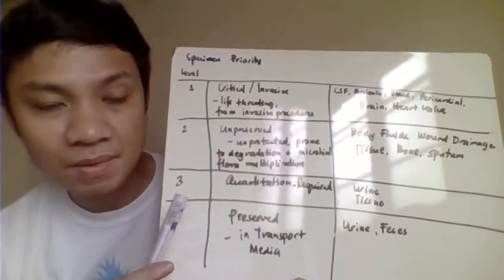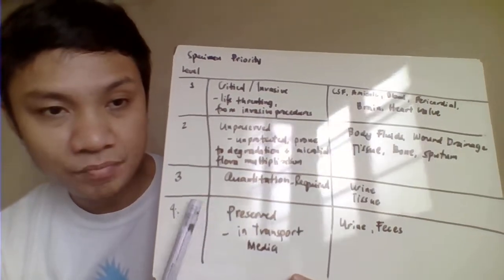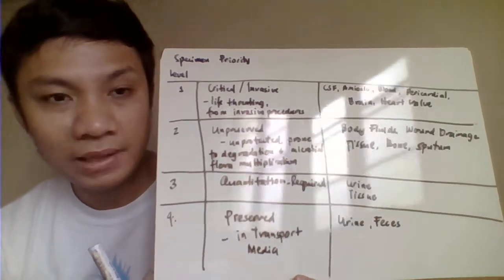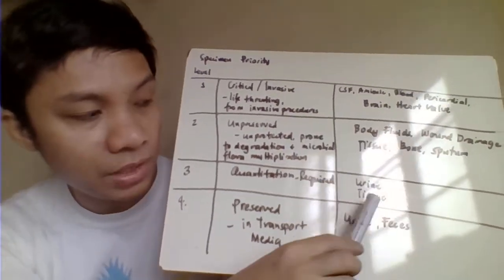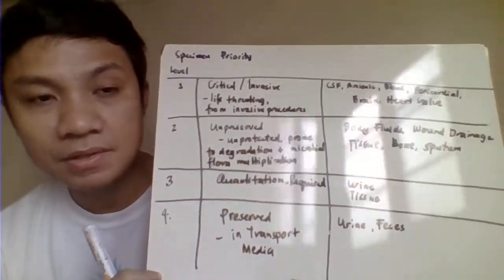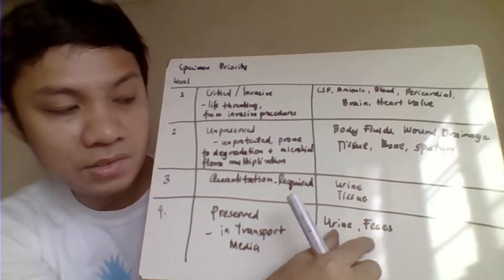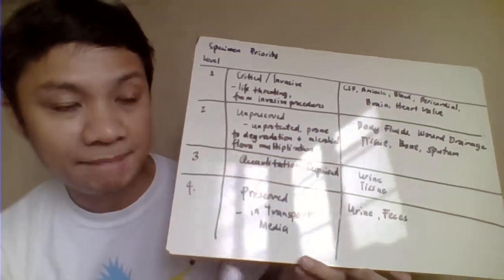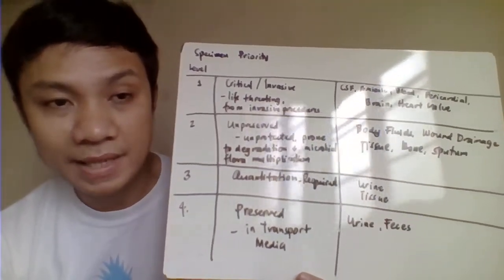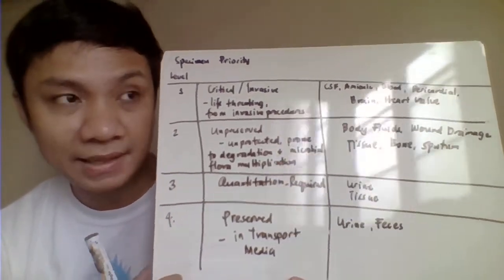The third, level 3, are specimens which require quantitation. So we need a colony count to quantitate the bacterial count. Examples are the urine culture and also tissues. And level 4, on the other hand, pertains to the preserved specimens, preserved with boric acid or formaldehyde. Since it is preserved, most likely this one is transported or incorporated with your transport media.